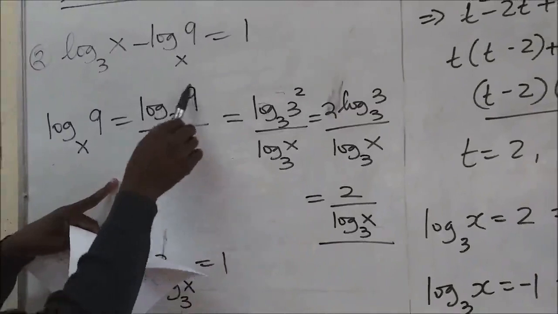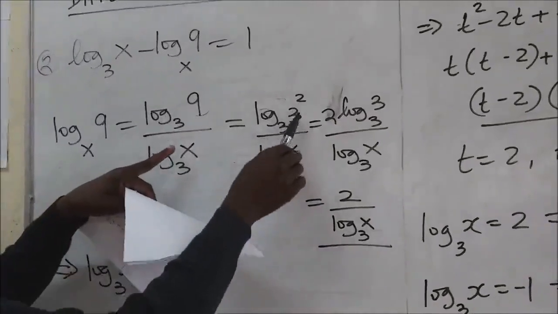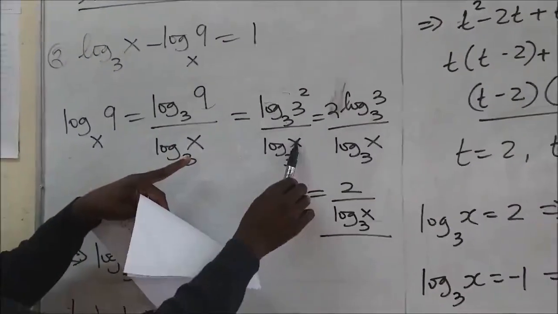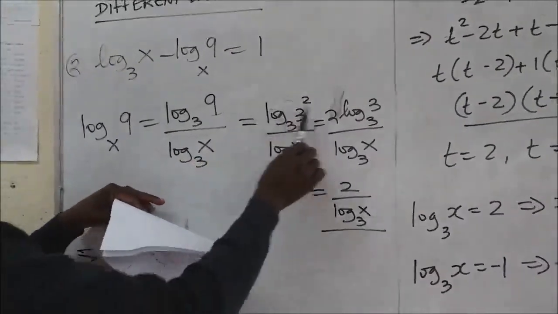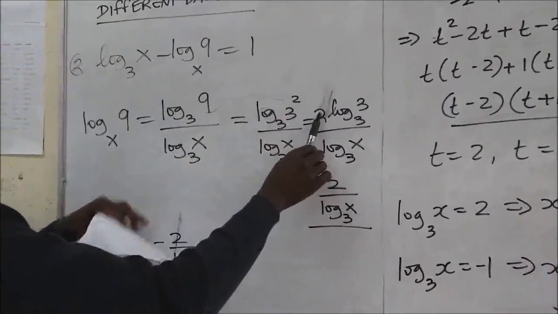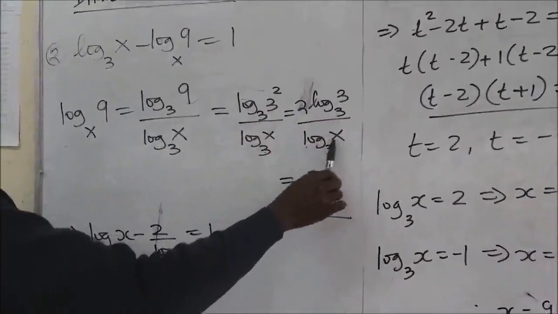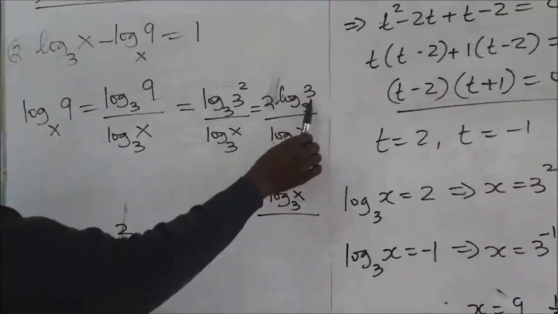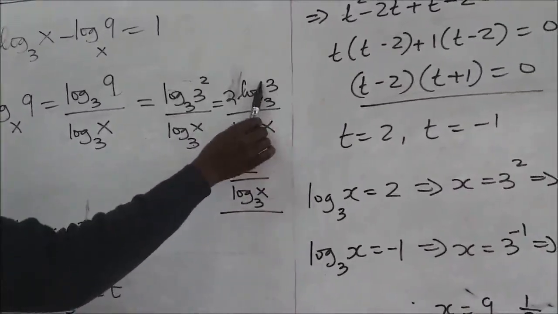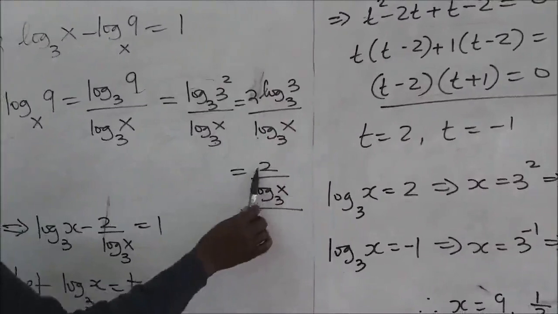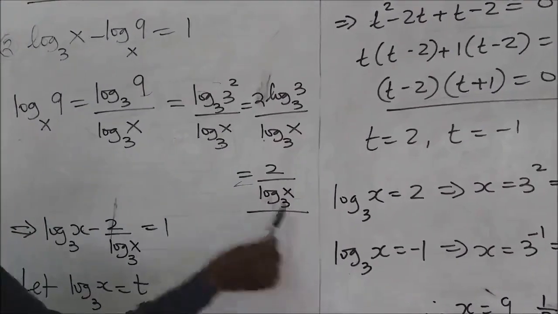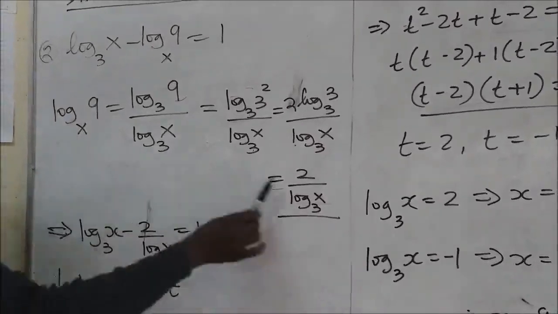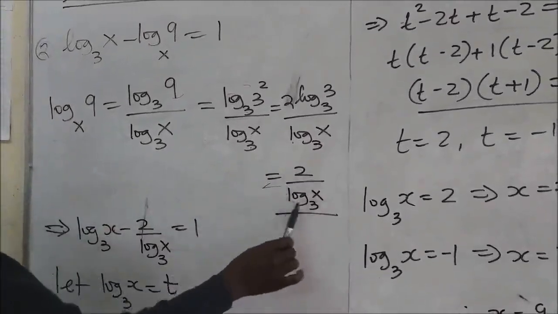Log 9 base 3, 9 can be written as 3 power 2. So we have log of 3 power 2 to base 3 over log x to base 3. These two can come down so that we have 2 log 3 base 3 all over log x base 3. Now, I hope you still remember that log 3 to base 3 is the same as 1. So it is 2 times 1, which is 2, all over log x to base 3. Therefore, where we have log 9 to base x, we shall replace it with 2 over log x to base 3.